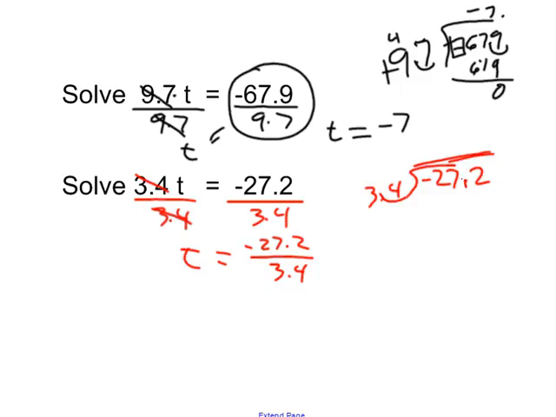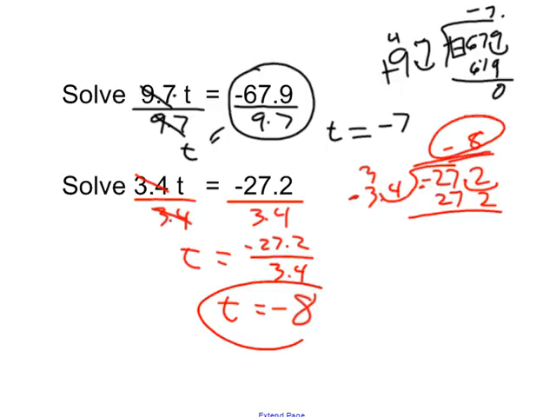Move this decimal point, move this decimal point. It looks like it'll go about 8 times. 8 times 4 is 32, carry the 3. 8 times 3 would be 24, plus 3 would be 27. So it does go exactly 8 times. But again, this is positive, this one's negative. They're opposite signs, so I must carry through to a negative answer. So t is equal to a negative 8.